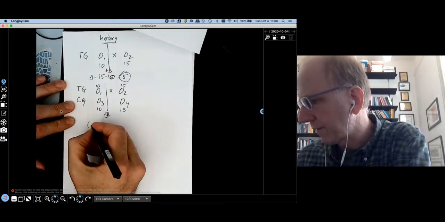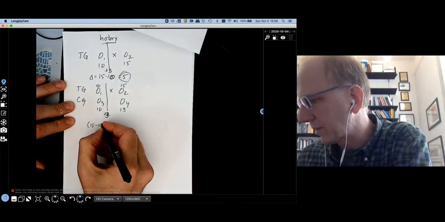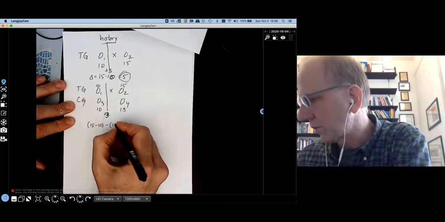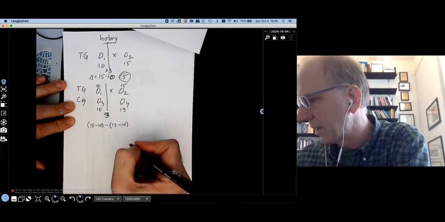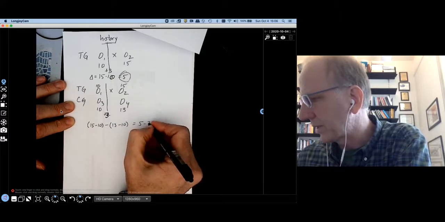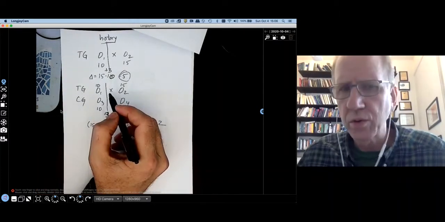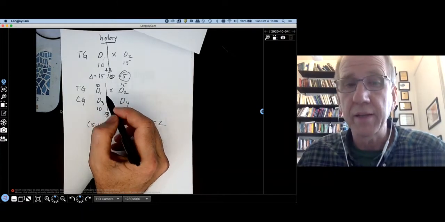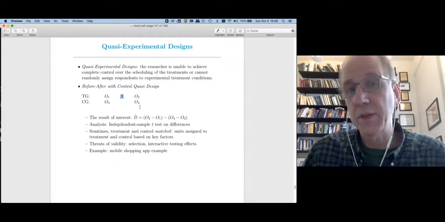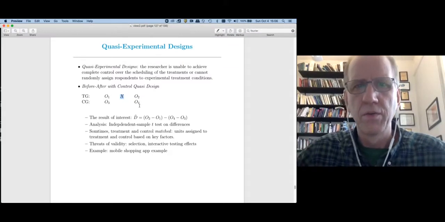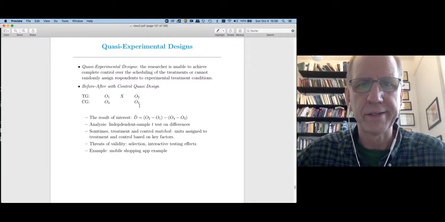So then let's go compute the effect of the treatment. This would be the difference in the treatment group, 15 minus 10. The difference in the control group is 13 minus 10. This would be 5 minus 3, which is equal to the correct effect, 2. By having this control group, we can mitigate the effects of history. So this is an important design when trying to establish causality.